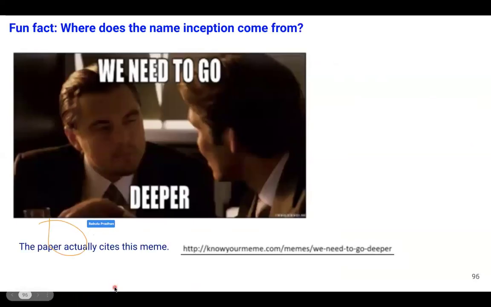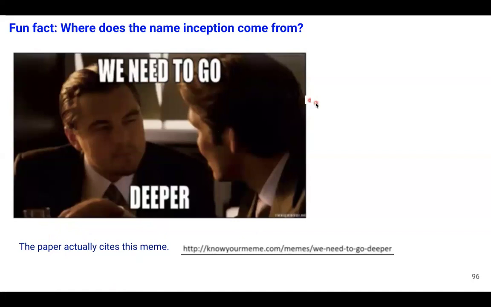Okay. Now, another fun fact is that you might wonder, where does this name Inception come from? This is a convolutional neural network, and it is a very deep convolutional neural network. So what is the connection with Inception? Now, those of you who have watched this movie named Inception, you might remember this scene. And this is actually a meme. They said, we need to go deeper.